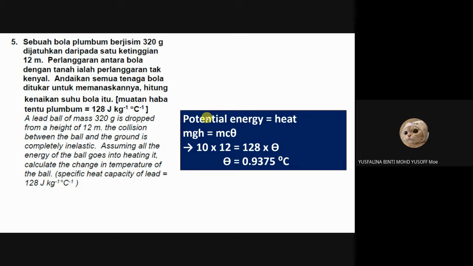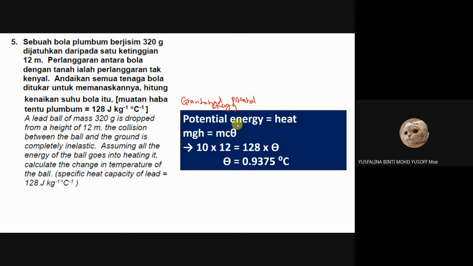So it has potential energy. If you said that, this one is wrong. You have to mention gravitational potential energy, because potential energy has two types, gravitational and elastic, right? So you have to put gravitational potential energy is equal to heat. The formula is mgh, which you already learned in Form 3. So mgh is equal to mcθ.